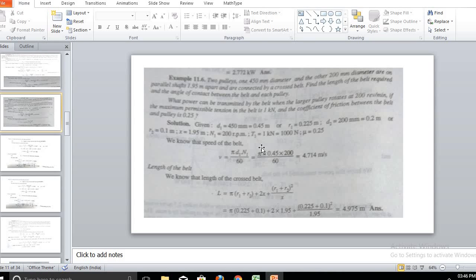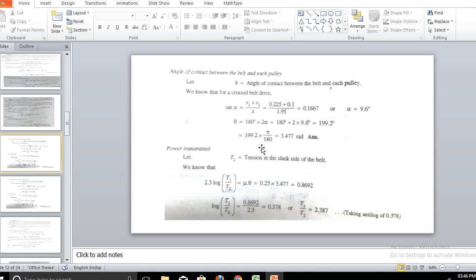Here the only thing remaining is to find T2. For the T1 and T2 relation formula, we know that 2.3 log T1 by T2 is equal to mu theta. Mu is given as 0.25, theta is 3.477 radian, that we calculated previously. We put that value here. T1 is given as 1000 Newton. Now you can find T2.